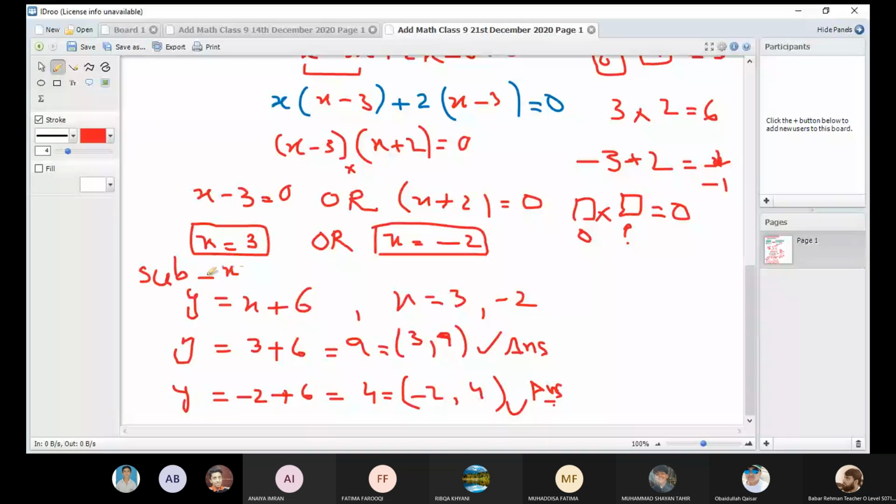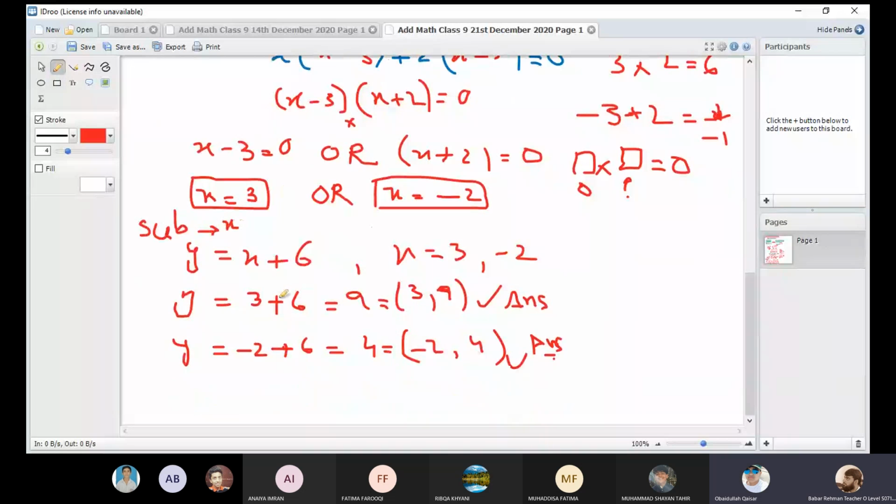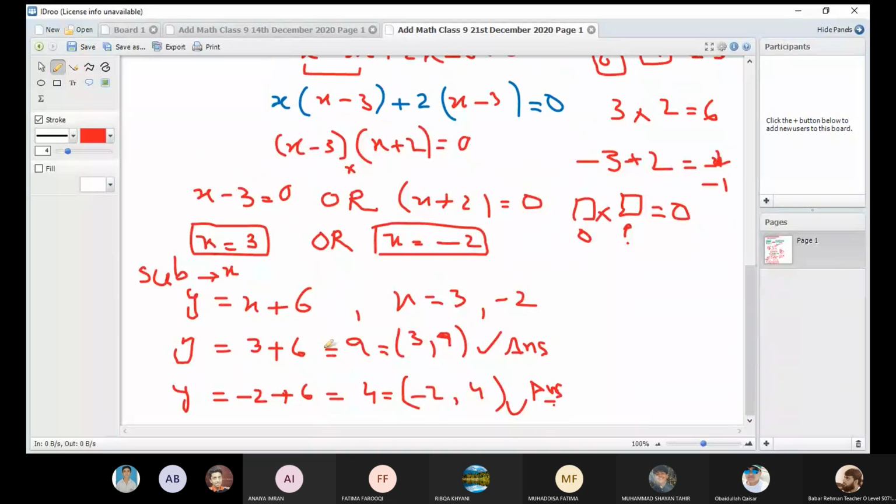Substitute x. You have to substitute to get the value of y. Why not just take one? We cannot, because we have two answers. When we have two answers, we will substitute both, because this is a quadratic equation. When we have a linear equation, we substitute only one value. Are you getting it?